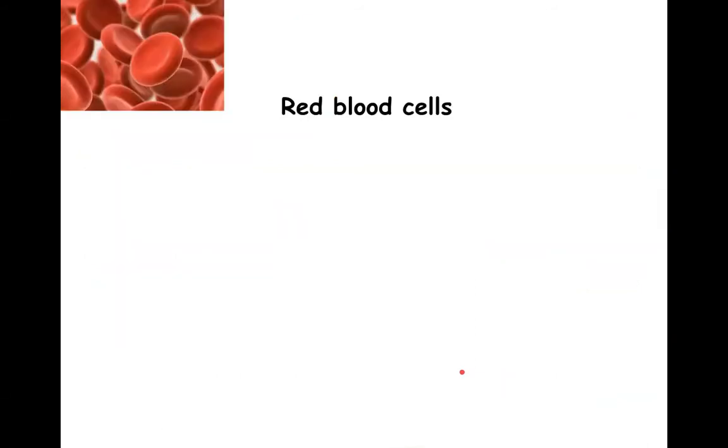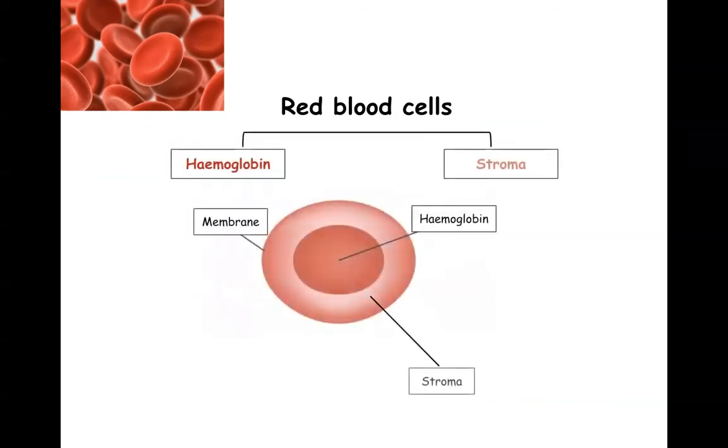Now we have the first formed element, the red blood cells. The red blood cells have two components. Number one is hemoglobin, and the second one is stroma. Hemoglobin is the red pigment present in the RBCs. The RBC is a membrane-bound structure, and the spongy substance in between is called stroma.